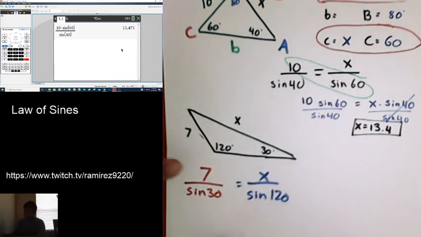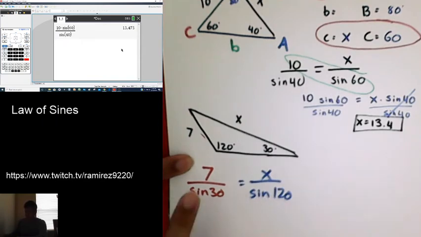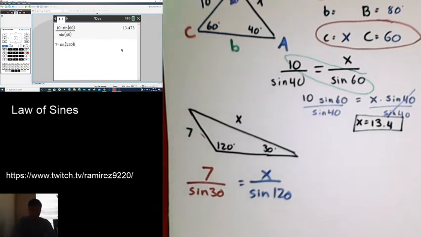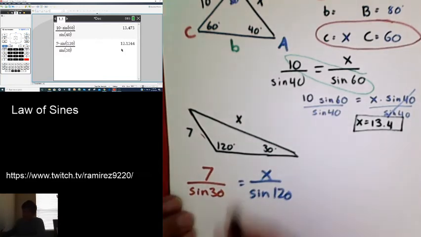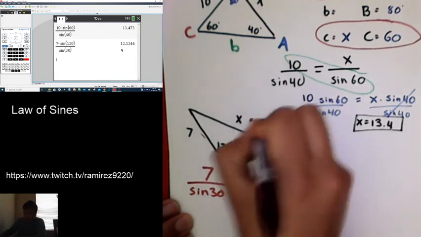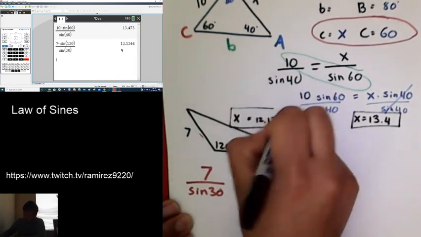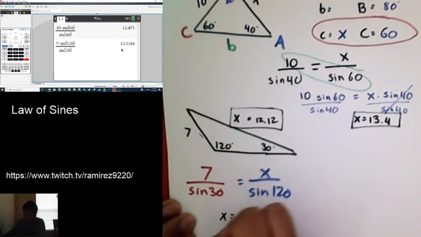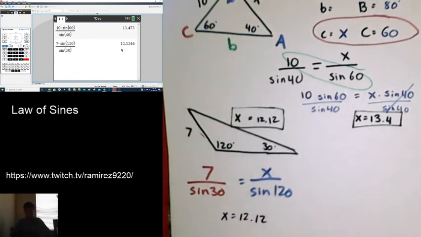So now we just cross multiply the same way, and if you remember that quick little shortcut, it's going to be 7 times the sine of 120 divided by the sine of 30. So 7 times the sine of 120 divided by the sine of 30. So we get an answer of 12.2. X has to be basically 12.12. That easy, guys, that easy.